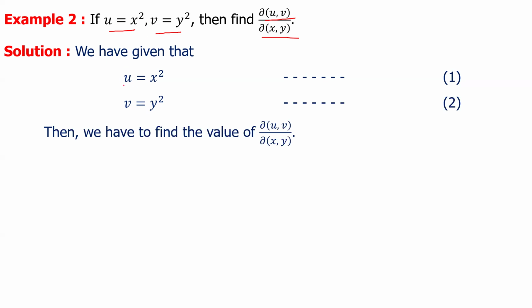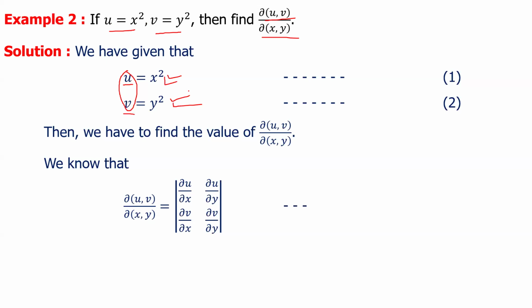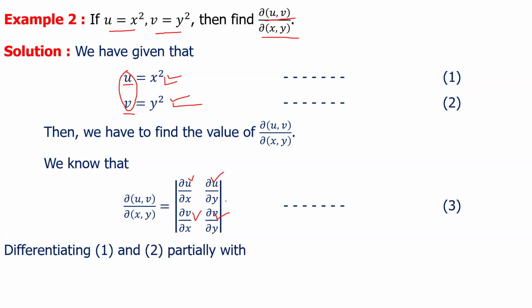If we see the equation number 1 and 2, here u and v are dependent variables and x and y are independent variables. So now we want to find out the Jacobian of uv with respect to x and y. So let us define what is the Jacobian of uv with respect to xy. This is nothing but the determinant of del u del x, del u del y, del v del x, and del v del y. Differentiating 1 and 2 partially with respect to x and y, respectively, we have.